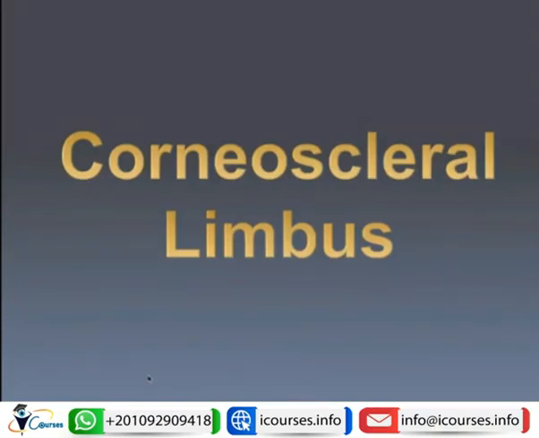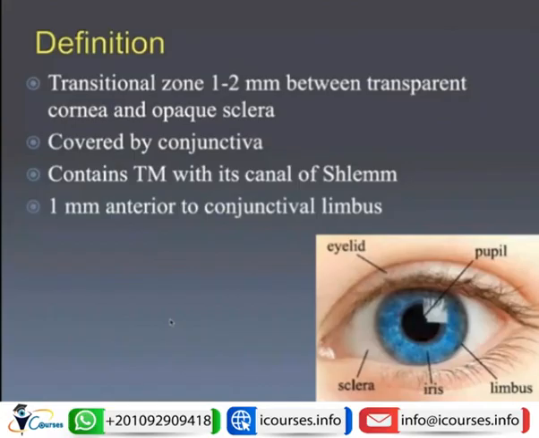So let's now talk about the junction between the cornea and the limbus, or the cornea and sclera, which is called the corneoscleral limbus. So what is the corneoscleral limbus? It is a transitional zone. It's about 1 to 2 millimeters wide, between the transparent cornea and the opaque sclera, which is covered by the conjunctiva.